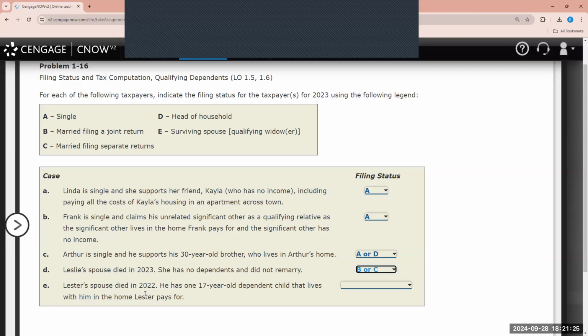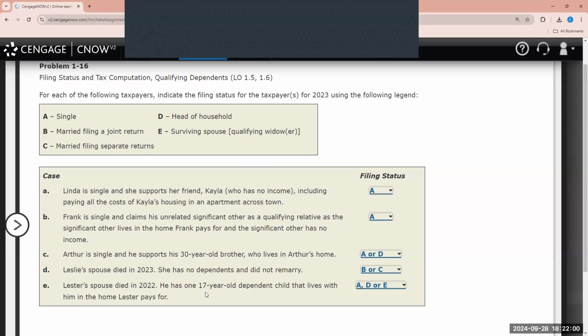E, Lester's spouse died in 2022. He has one 17-year-old dependent child that lives with him in the home that Lester pays for. So this one is a little tricky, right? Lester can file as single. Lester can also file as head of household or surviving spouse, right? So for this 17-year-old dependent, and then we see Lester's spouse died in 2022, the year prior. So these are the three filing statuses for which Lester can potentially choose.